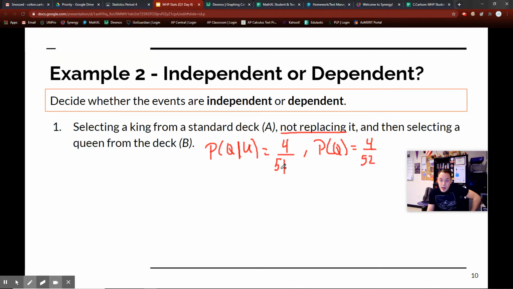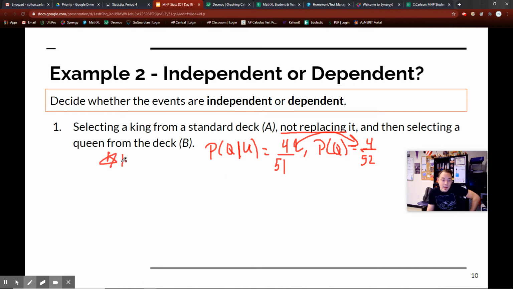So just looking at these, I know they're not equal. 4 out of 52 and 4 out of 51 are not equal, right? Because if I take a card out of a 52 card deck and don't put it back, there's 51 cards left in that deck. Then I ask, what is the probability of selecting a queen? There's 51 cards, but there's still 4 queens in that deck. Now, if I find the probability of just selecting a queen, that's 4 out of 52, what I started with. So that means they are dependent.